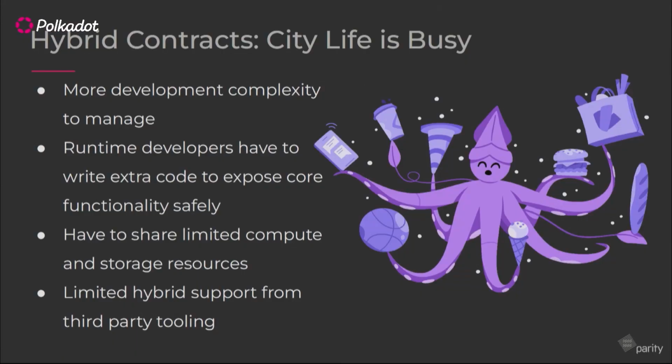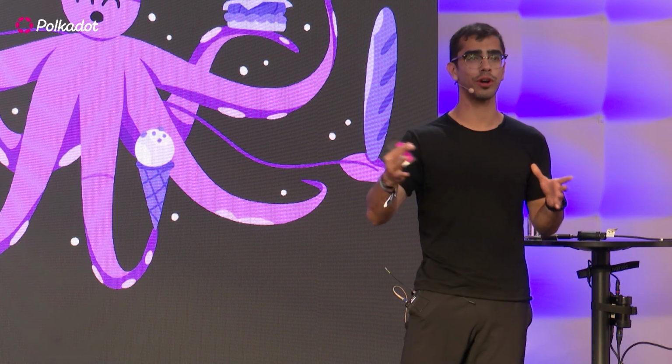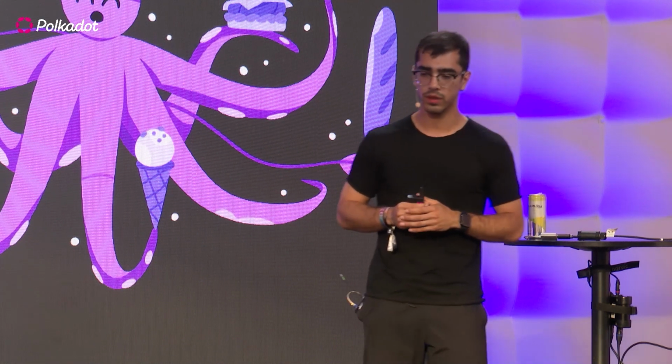That said, the city life does come with some complexity. So if you're a parachain team, you might now need to manage both a runtime stack and a smart contract stack. If you're using Ink, though, at least they're both using Rust. So it's not going to be that much harder for you to work across both boundaries, but it is added complexity. If you're a parachain team, you're also going to need to expose your core functionality in some way. And that's going to add more code, which again adds more complexity.